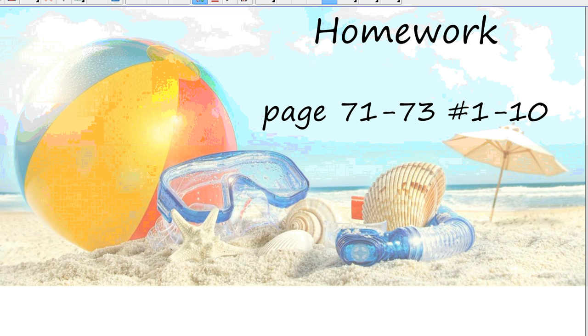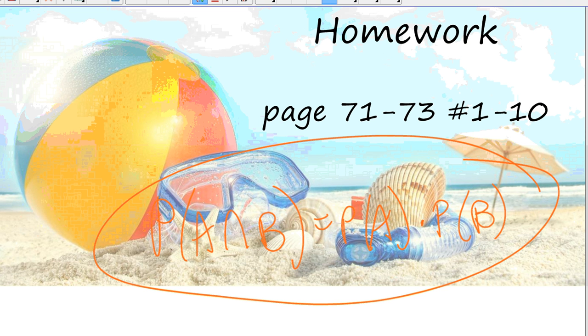And check your answers in the back. Remember, the book uses conditional probability to check for independence. We're just sticking with our straight, the probability of A and B equals the probability of A times the probability of B. So just use that. So it might look funny in the back of the book. Just look for the independent or dependent.